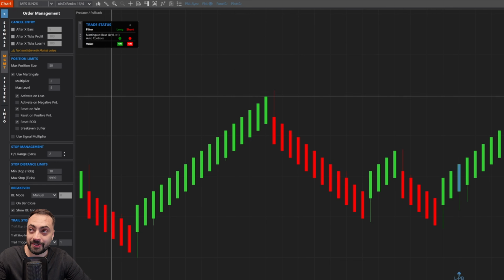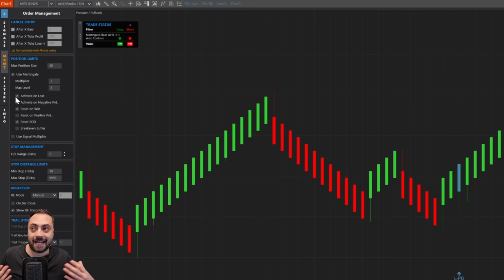The rest of the options here are just when you want your Martingale activated or when you want it reset. So for example, the default option is activate on loss. What this means is anytime you have a losing trade, it's going to double your position size. It's going to activate the Martingale.